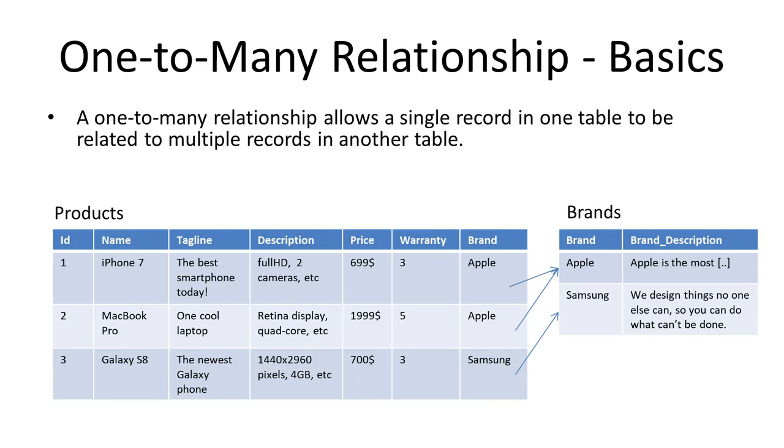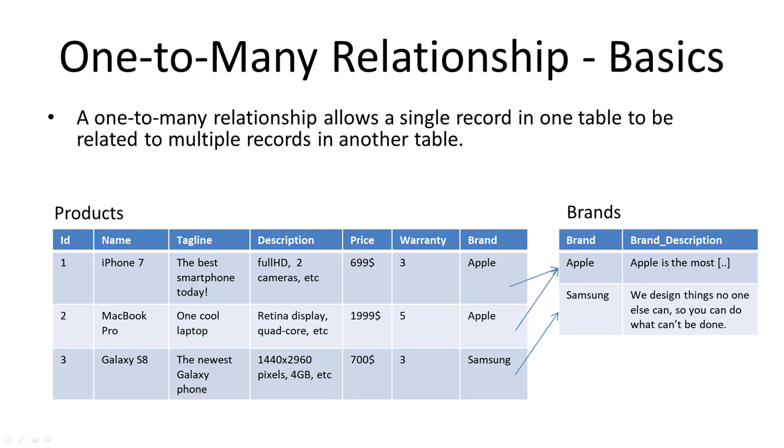Let's look at the relationship between products and brands. As you can see in the example, one or more products belong to a brand. That means that between products and brands, there is a many-to-one relationship. If you look the other way around, there is a one-to-many relationship between brands and products. Or in other words, a brand has many products.